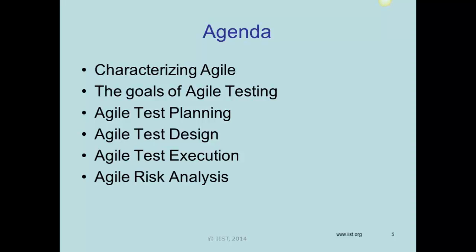We need to visit the area of what the goals of Agile testing are when we are on an Agile project. What are we trying to achieve? Which shouldn't be much different really from what we're trying to achieve in non-Agile projects. And very quickly after that, I'll present my own Agile test life cycle, including the planning phase, the design phase, and the execution phase.